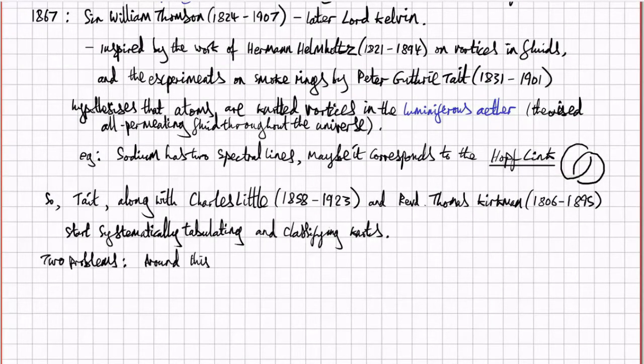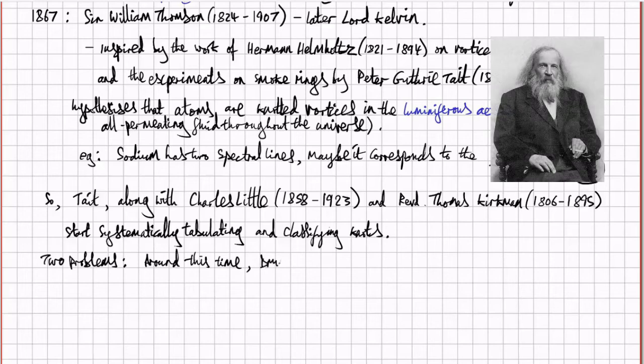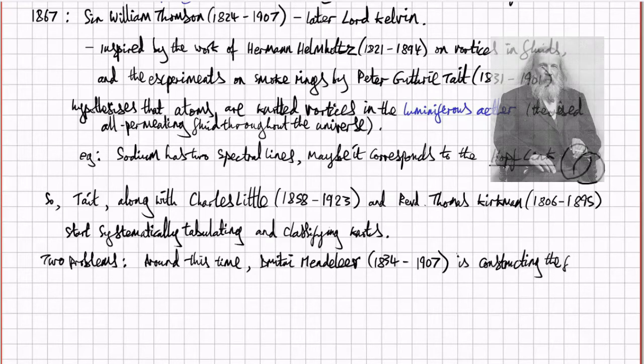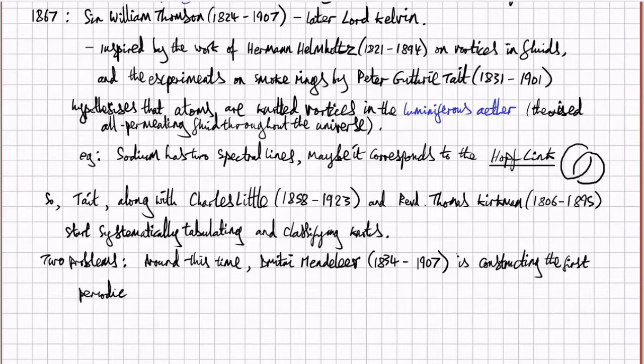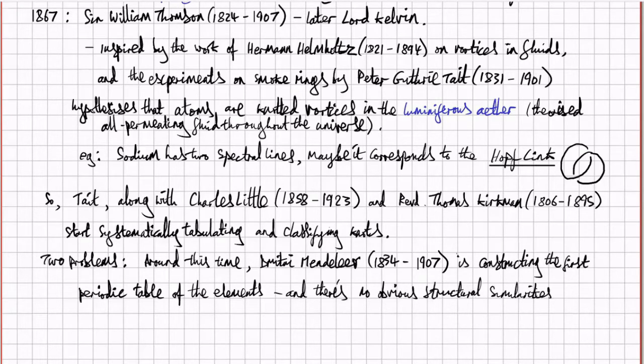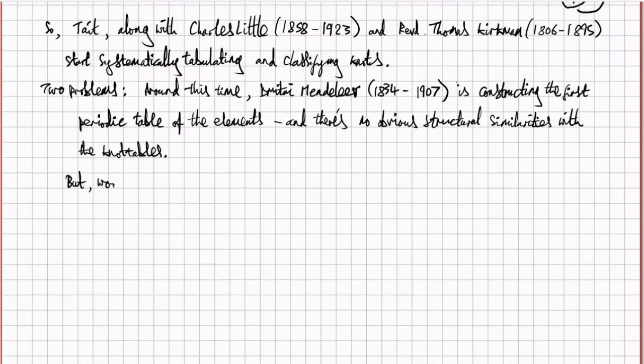And eventually they ran into two problems with Kelvin's lovely vortex atoms theory. One of these was that around this time, the Russian chemist Dmitry Mendeleev was constructing what ultimately became the periodic table of the elements. And unfortunately, there's no obvious structural similarities between the periodic table and the knot tables that Tait, Kirkman and Little were compiling.